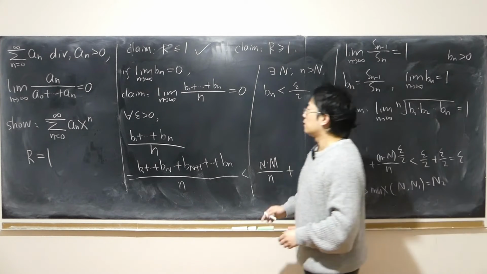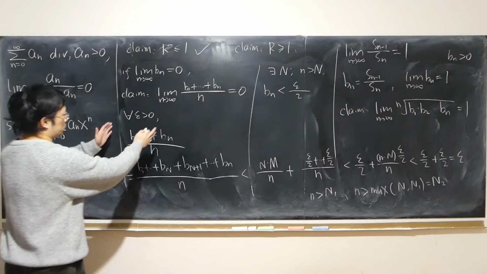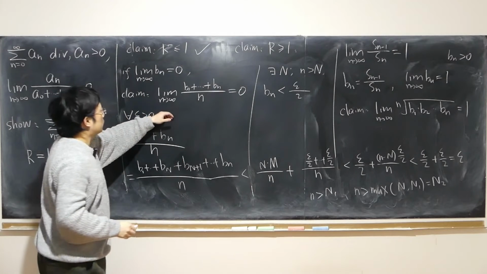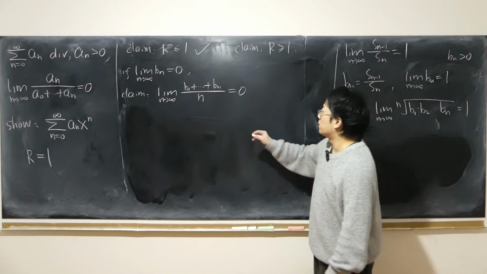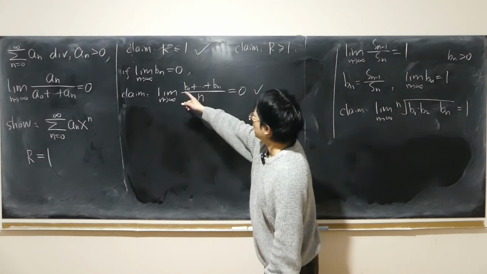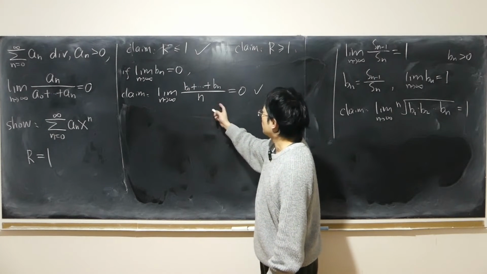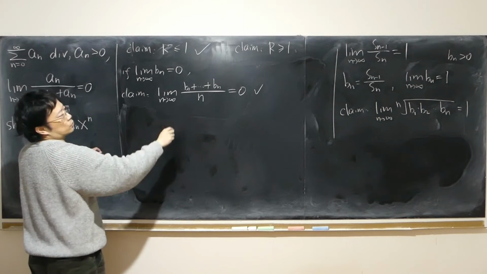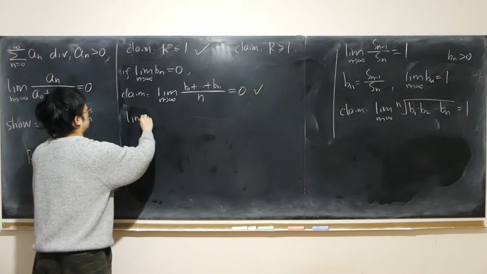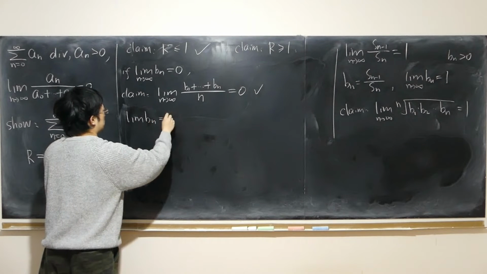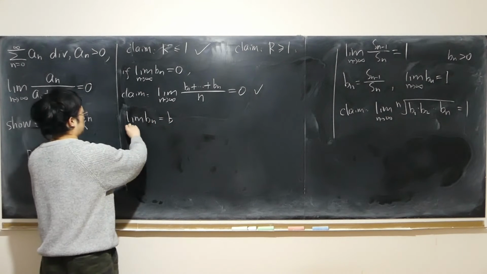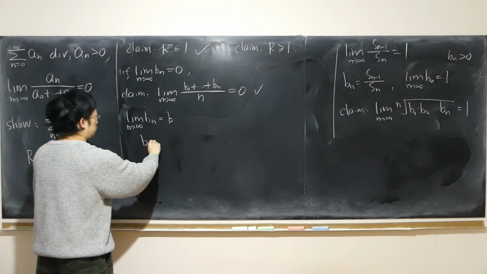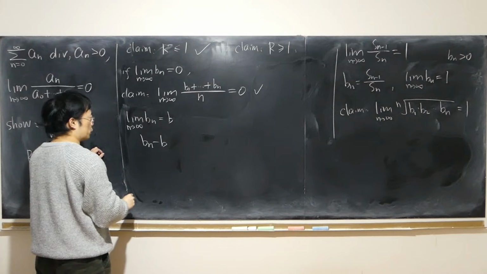Right? Then this absolute value can be smaller than epsilon. Right? The limit is really equal. Now I've proven my claim. As long as the limit of Bn is equal to 0, their arithmetic mean is also equal to 0. So right now, the Bn limit is equal to 1, for example, equal to B in general. What happens is now that Bn minus B, this limit is equal to 0.